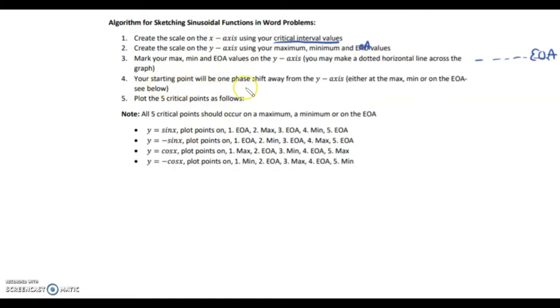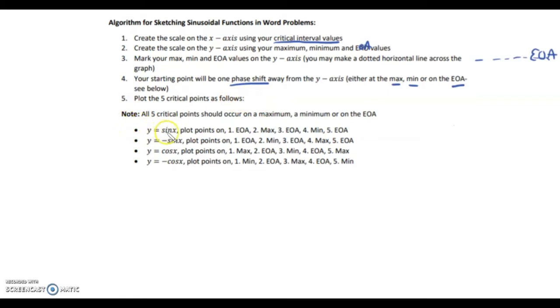Your starting point will be one phase shift away from the y-axis. Okay, so we're going to take a look at the phase shift. And then this is all patterning. So what we're going to do is either start at a max, a min, or on the equation of axis, and then pattern. And we're going to plot all of our critical points.